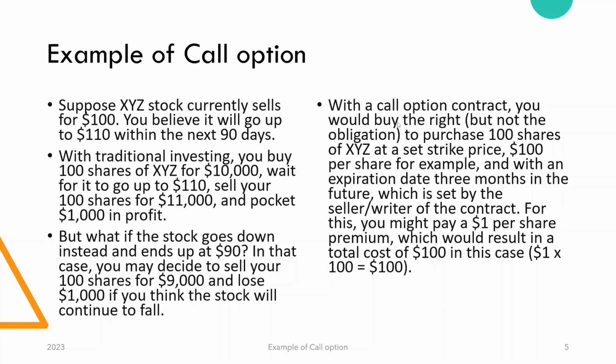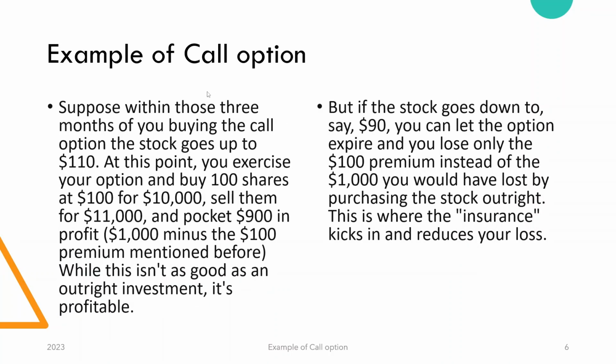With the call option, you would use the right to purchase 100 shares with a strike price of $100 per share, for example, and with an expiration date 3 months into the future, which is set by the seller, the writer. For this, you may have to pay a $1 per share premium, which would result in a total cost of $100 in this case. And one call option is equivalent to the right to buy 100 shares, and you guys can do the math yourself. Suppose within those 3 months of you buying the call, the stock goes up to $110.